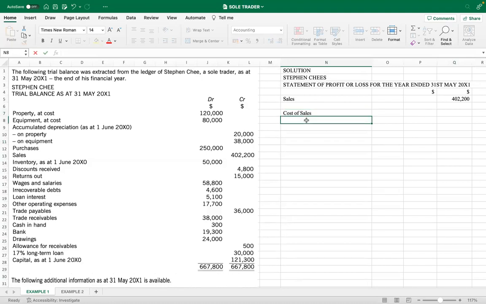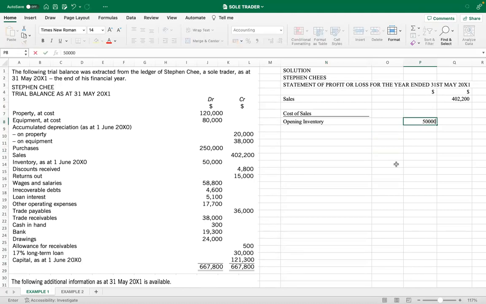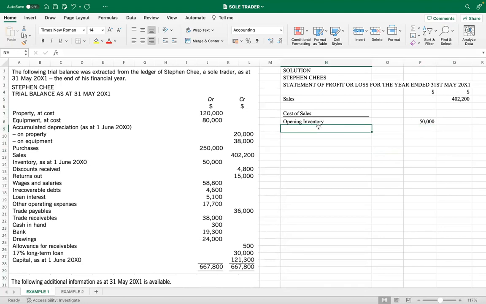Now under cost of sales, we normally start with opening inventory. So what is our opening inventory? Inventory as at 1st June 20X0 is 50,000. So our opening inventory is 50,000. Next, after that inventory, we normally add purchases. We check for purchases. Purchases is 250,000.